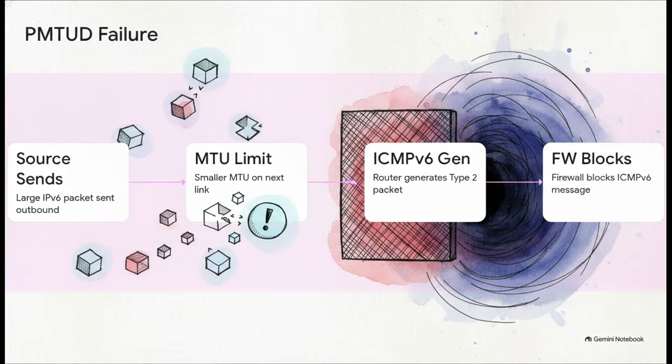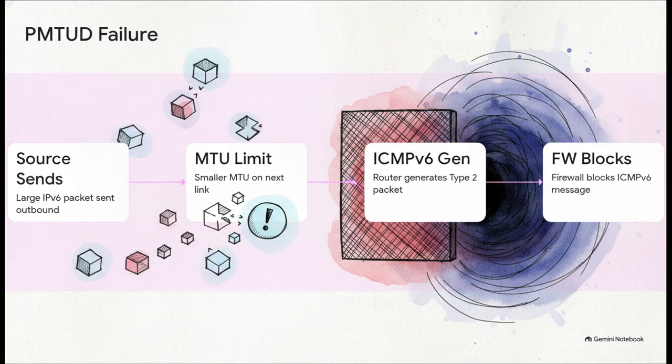Well, this breaks down the dreaded path MTU discovery failure loop. It proves exactly why you absolutely must configure TCP MSS clamping or fix those firewall rules ASAP. Basically, your router hits a link with a smaller MTU and does exactly what it's supposed to do. It sends an ICMPv6 type 2 packet too big message straight back to the source.